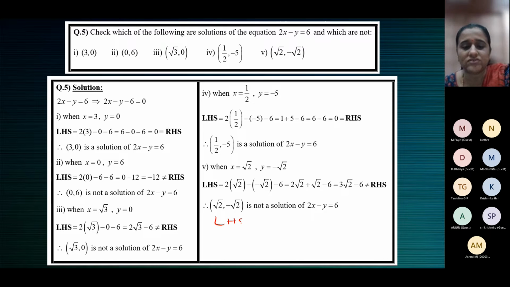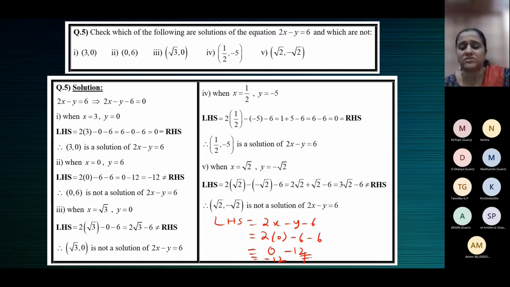What is the LHS, children? LHS is 2x minus y minus 6. You work it below: that is equal to 2 into 0 minus 6 minus 6, which is 0 minus 12, equal to minus 12, which is not the RHS. RHS is 0. So that means x is 0, y is 6 is not a solution.